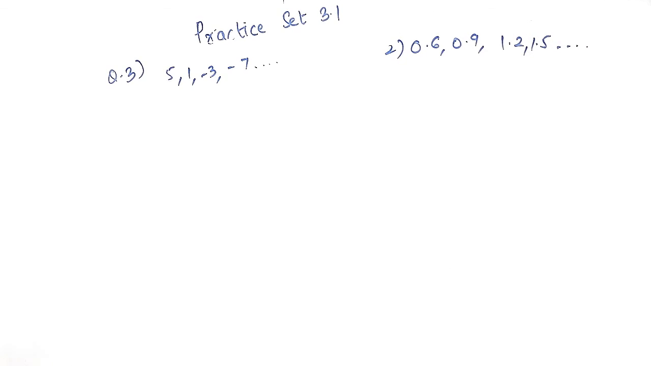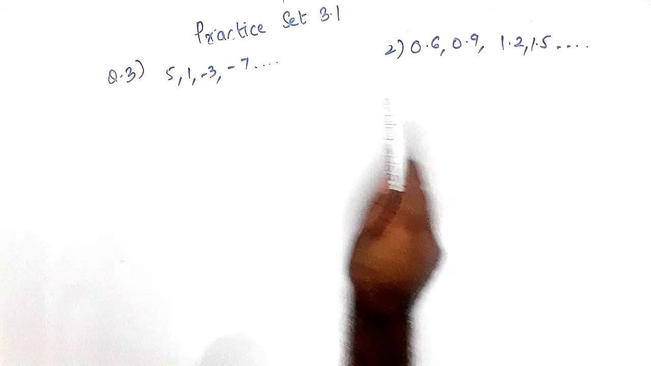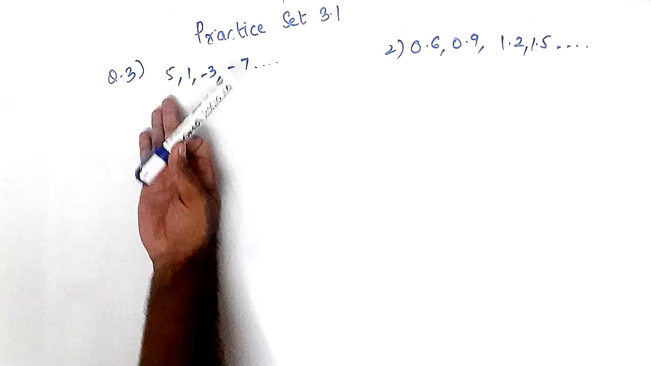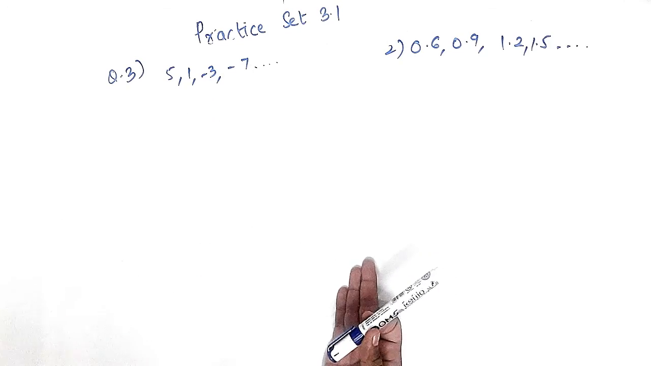They have asked two things. Write the first term and the common difference of each of the AP. That means they are already saying that each of them is an AP, an arithmetic progression. So we just have to write the first term. First term, you can see already the first term is 5. So I can straight away write first term is 5.